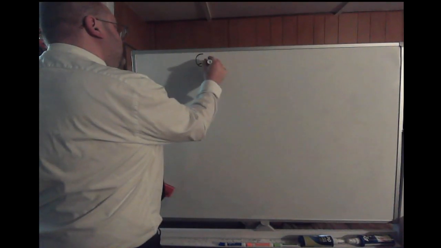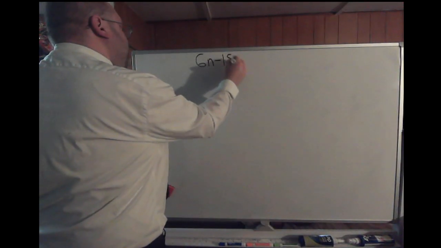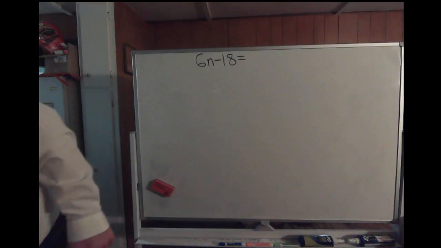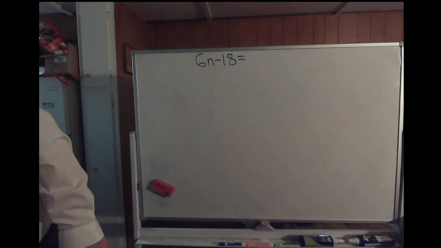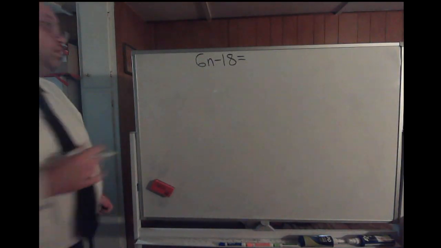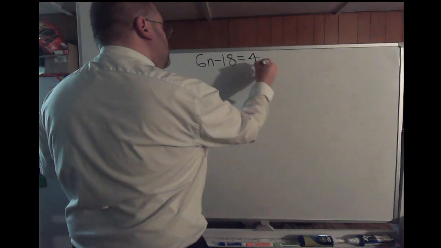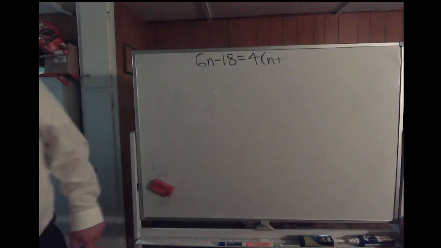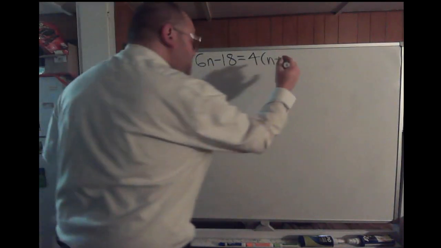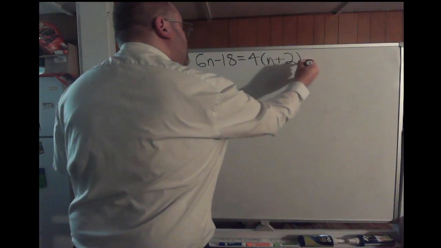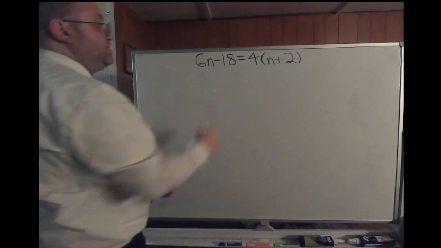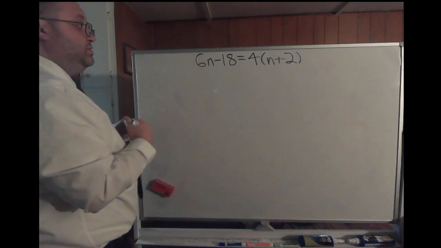Alright, this time, let's see. We have 6n minus 18. We're going to set that equal to 4 times the quantity of n plus 2. Okay, so we have 6n minus 18. We're setting that equal to the quantity of 4 times n plus 2.